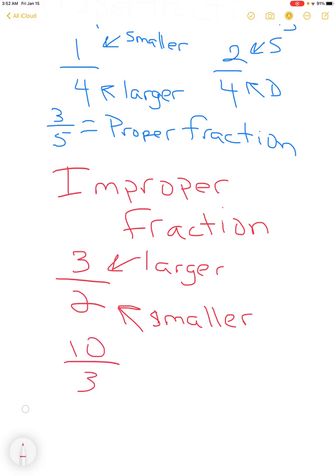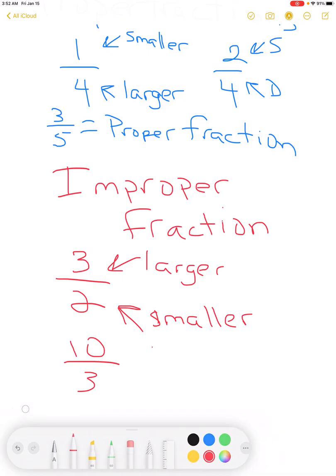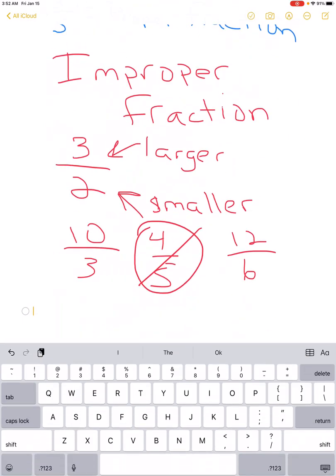10/3. The numerator is larger than the denominator here. What about 4/5? That is not an improper fraction. That's a proper fraction because the numerator is smaller than the denominator. What about 12/6? That's an improper fraction. Okay, you got that? Very good.